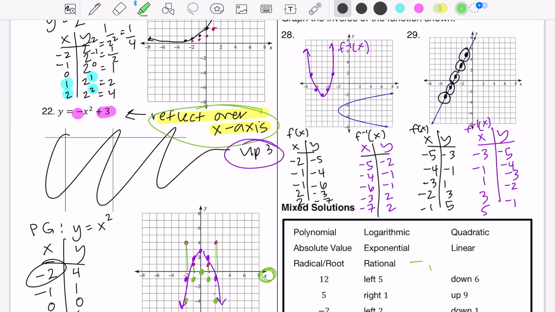So again, just clearing off what I already had on there to make it easier for you to see. (-3, -5), (-1, -4), (1, -3), (3, -2), and then (5, -1). And that is what the inverse graph would look like. And that is it for the review.